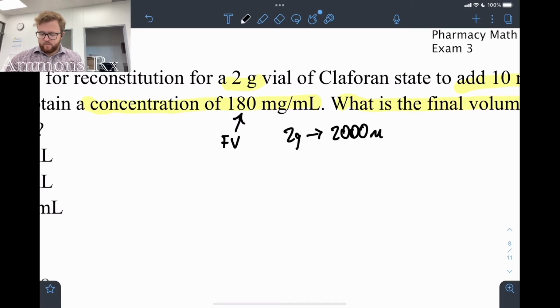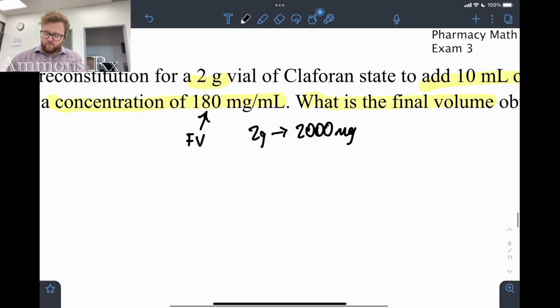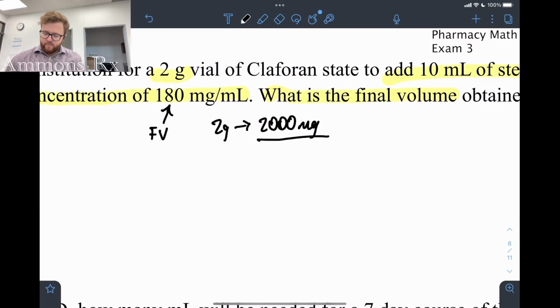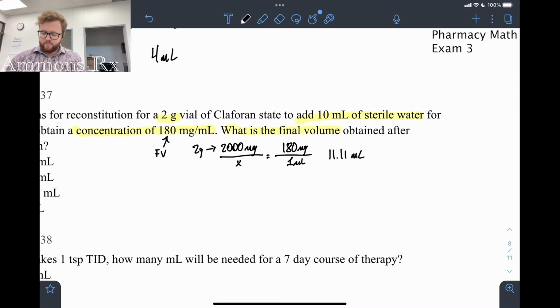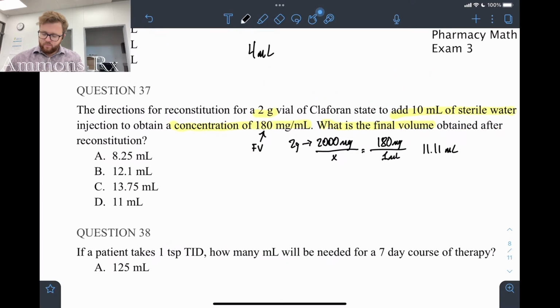2,000, is going to end up 180 milligrams per mil. So our 2,000 divided by 180 is going to be 11.11 mils. That's it. Easy as that.